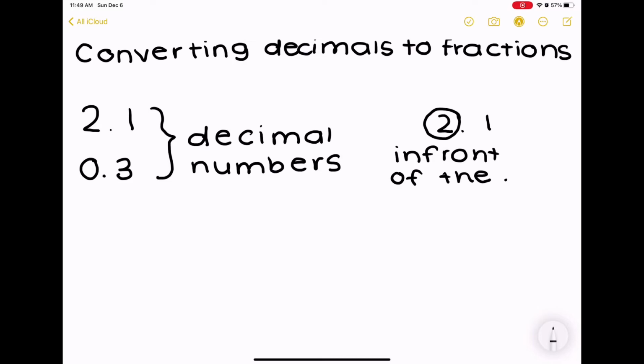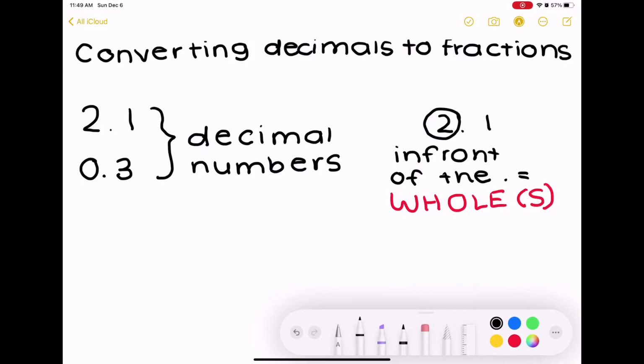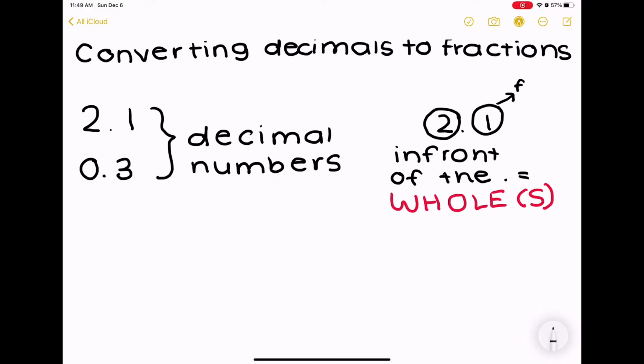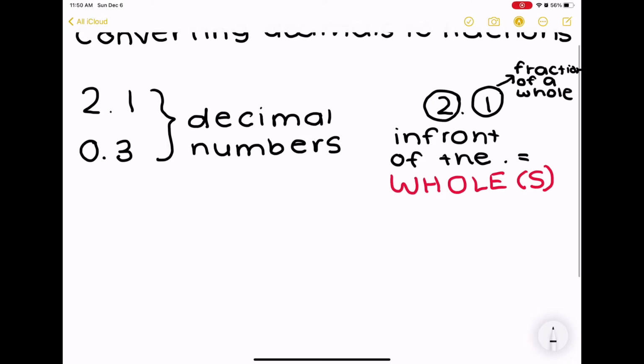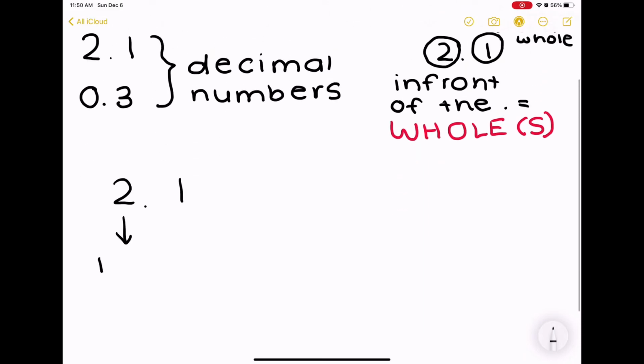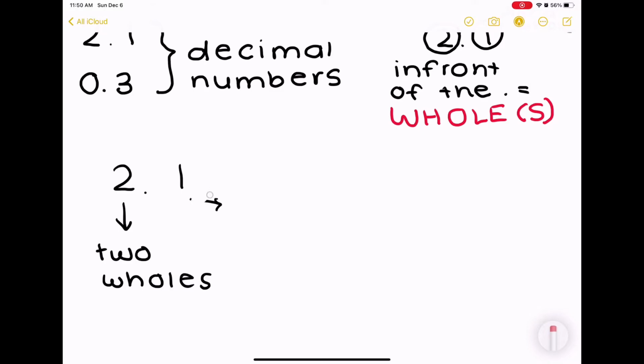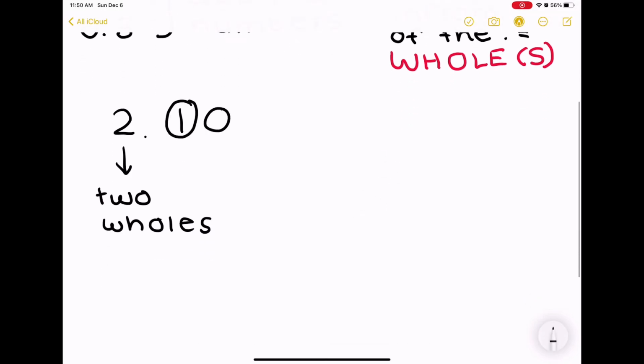So you see, the number in front of the point is actually the number of wholes. And then the number behind the decimal point, well, that is the fraction of the whole. So if we were to write this as a fraction, we would have two wholes, so then we would have 2 and then a fraction. That would be a mixed number because there's 2 wholes. So that's essentially what it would look like.